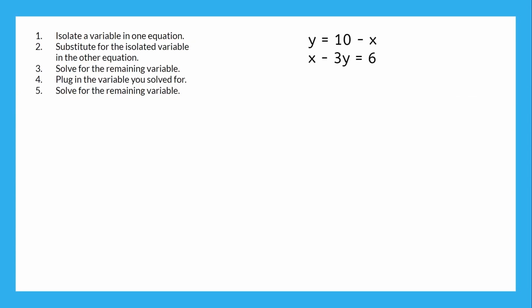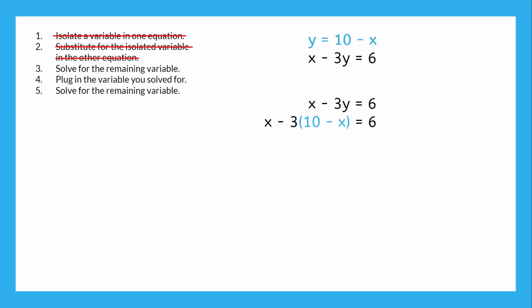As you can see, the first step is already taken care of. One of the variables, y, has already been isolated. Next, we'll take the other equation, x minus 3y equals 6, and substitute 10 minus x in place of y. Notice how there's only one variable now. That x is what we're going to solve for, just like the regular multi-step equations we've solved.